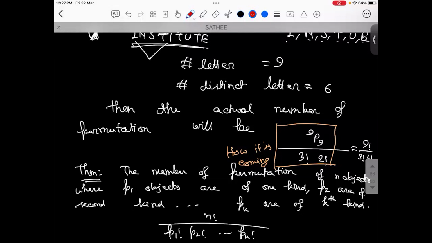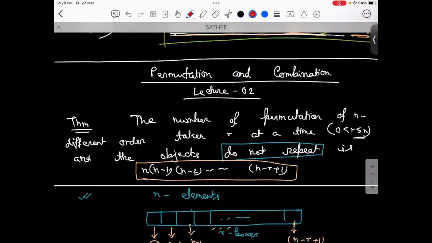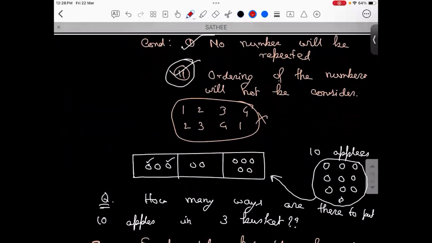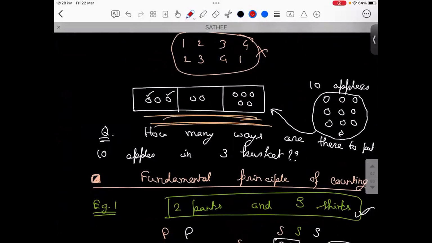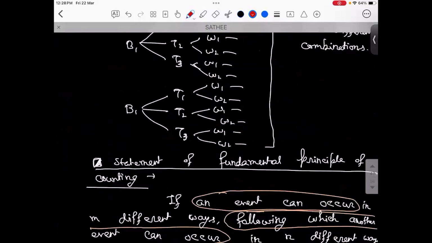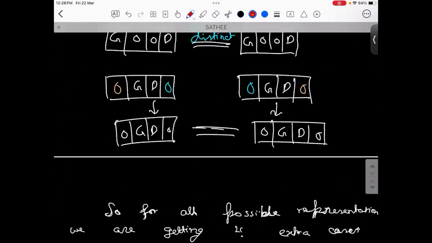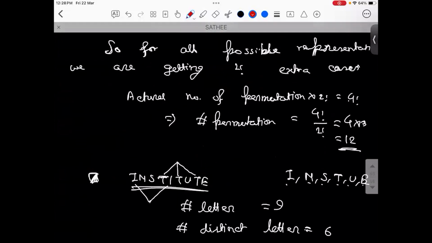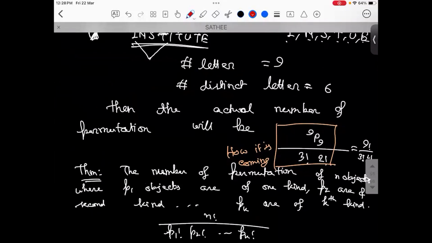In the beginning of the first class, we discussed one example about apples and all those things. That apple case can be understood from here. We were discussing how many ways we have to put the apples, where repetition was not considered because repetition is not allowed. But here repetition doesn't matter: which O is first and which O is second will not matter. This will be discussed in the next class. So we will stop at this point.